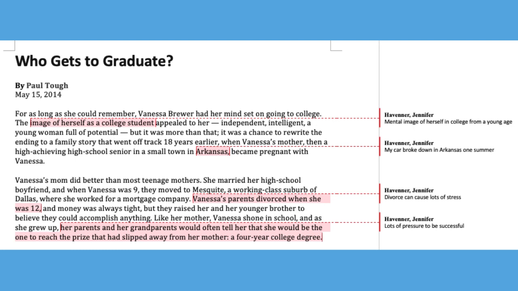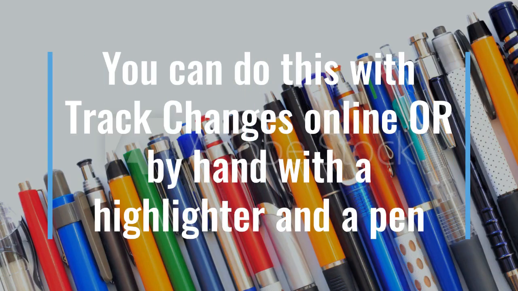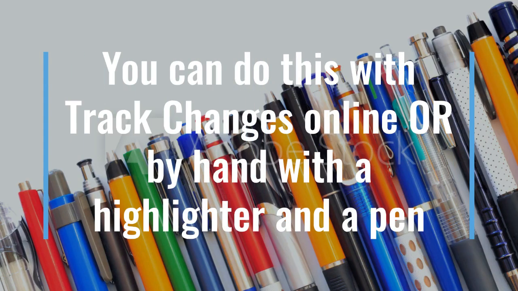I made 4 little notes on here and I highlighted them and I marked them in track changes. I marked that first, the image of herself as a college student, and then off to the side I noted that she had a mental image of herself from college from a young age. It said Arkansas. I just marked Arkansas because that sprung a memory. I said my car broke down in Arkansas one summer. I marked Vanessa's parents divorced when she was 12, and I marked divorce can cause lots of stress. You can do this with track changes online or by hand with a highlighter and a pen.